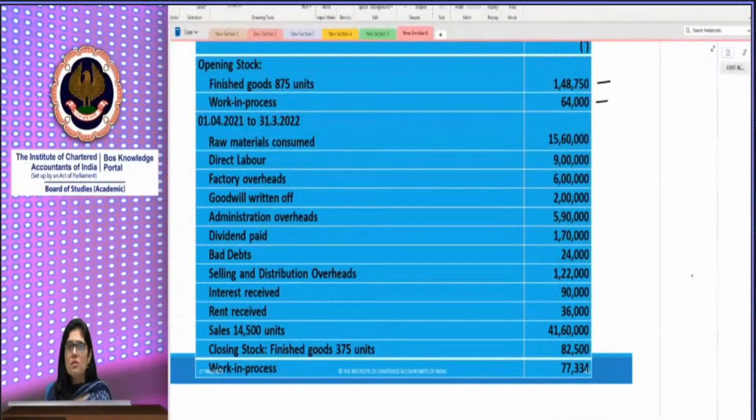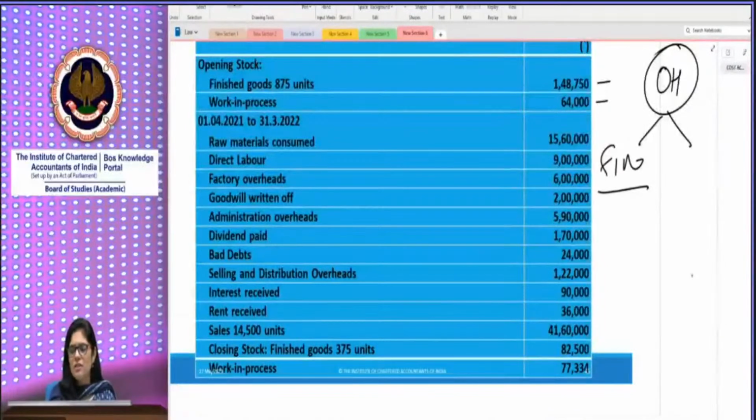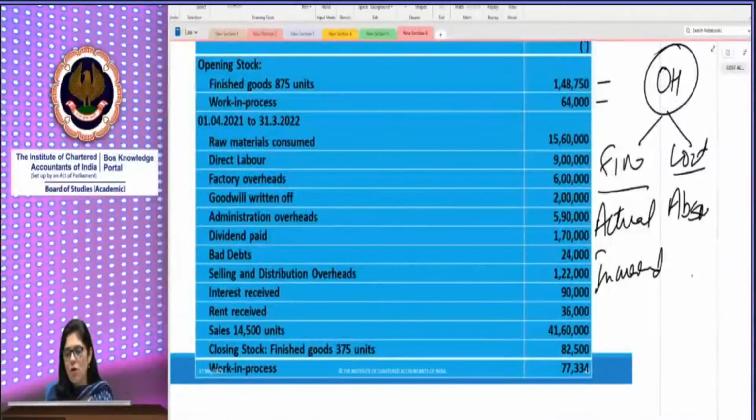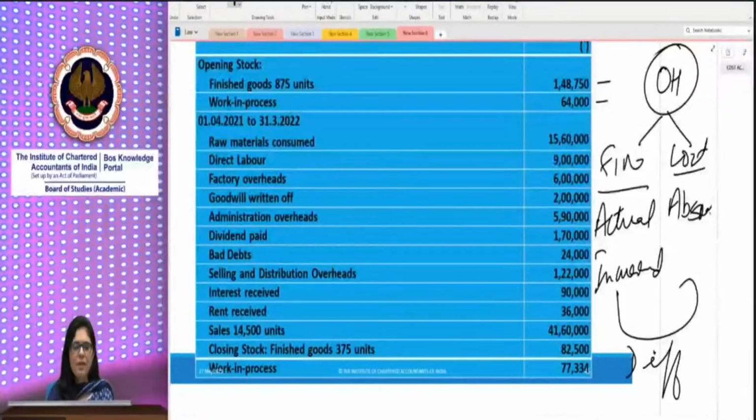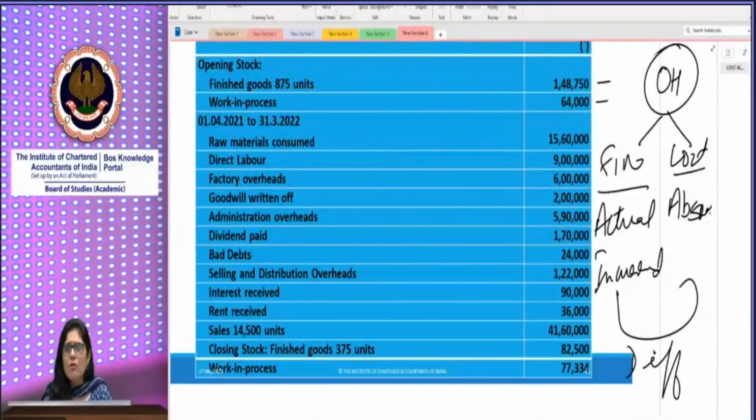So remember, most of the time, the difference has to be in overheads. In financial accounts, the overheads are actual overheads incurred. Clear? And in costing, the overheads are absorbed. That is why the difference. So in all the three overheads, there has to be a difference. The closing stock will generally be different. Actual direct material cost, we always charge as actual. Financial and cost both are actual. So generally, there is no difference. All right, so let us see how it goes.